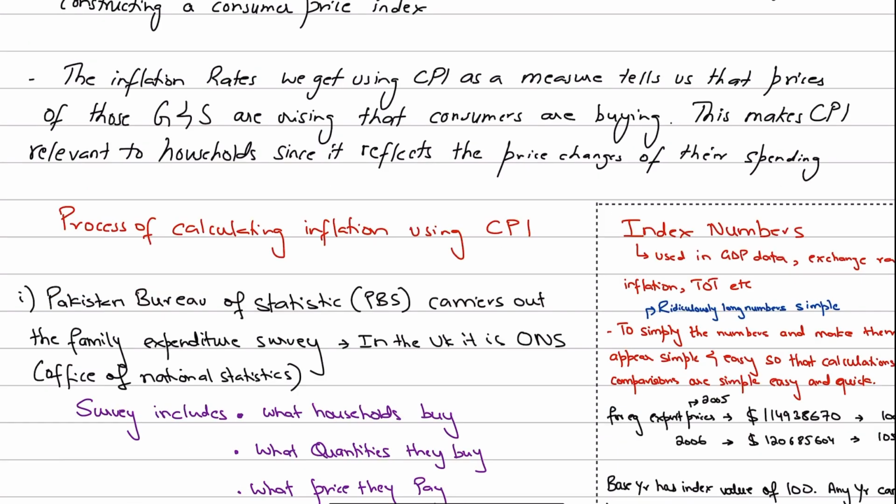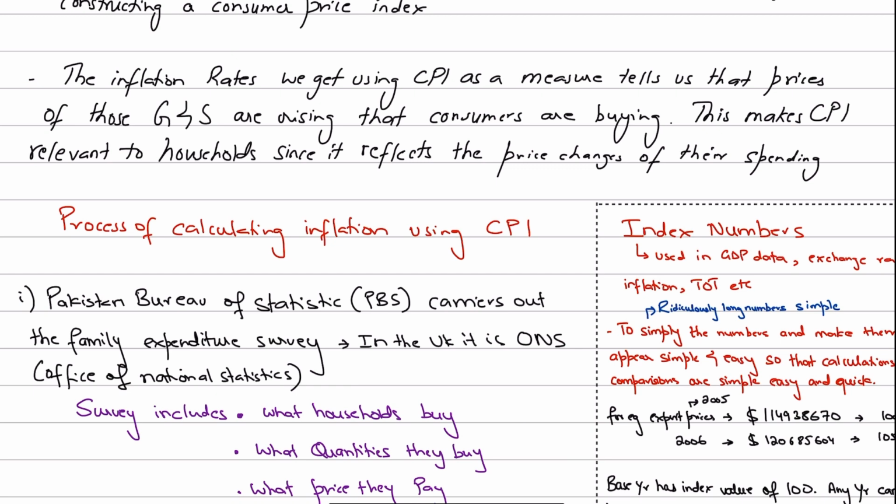Now guys, whenever we have an inflation rate in front of us, which is calculated using the consumer price index, that is basically reflecting the prices of those goods that consumers are typically buying. That is what an average family of households is buying, basically. So, what we mean is that this makes the CPI very much relevant to households because it reflects the price changes of their spending.